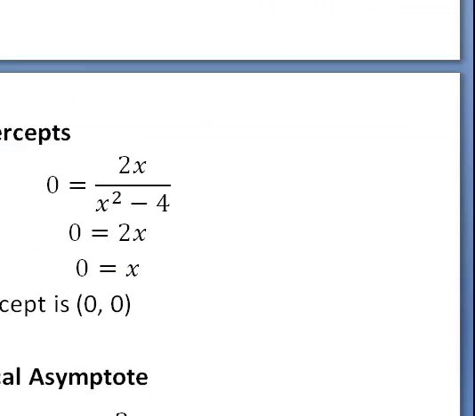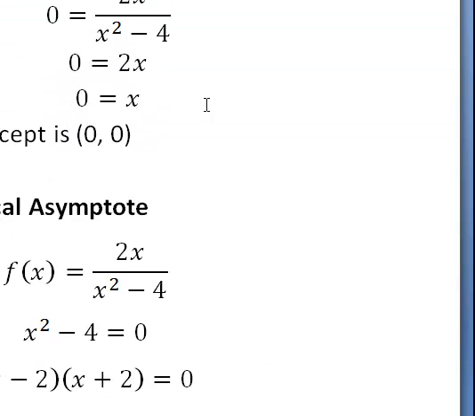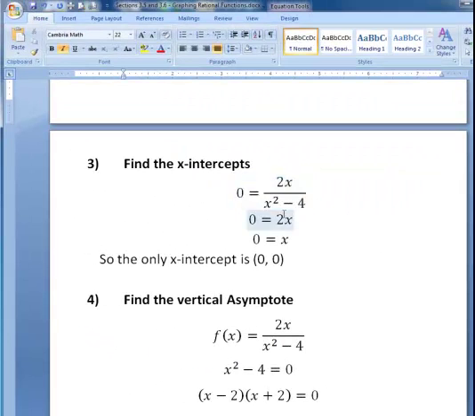Now the next thing to do is find the x-intercepts. By definition, the x-intercept is where y equals 0. So what we do is we set our function equal to 0. So we get 0 equals 2x over x squared minus 4. Well, for a fraction to be equal to 0, the numerator has to be equal to 0. We don't worry about the denominator. So in this case, all we do is we take the numerator and set it equal to 0. We get 0 equals 2x, or x equals 0. So the only x-intercept we have, again, is 0, 0. So our only x-intercept and our only y-intercept are 0 and 0.